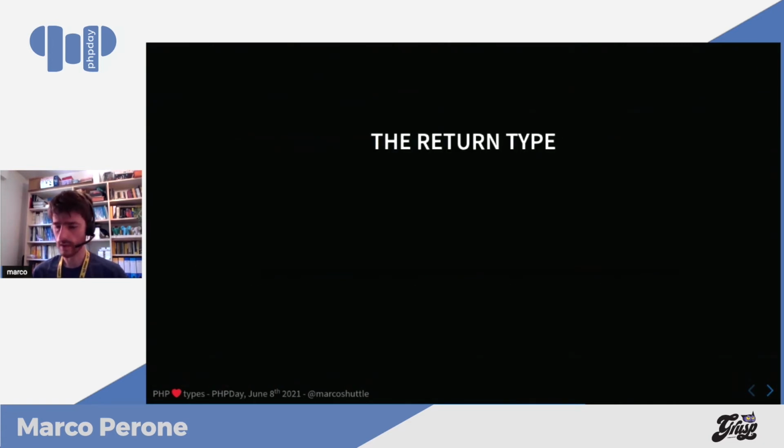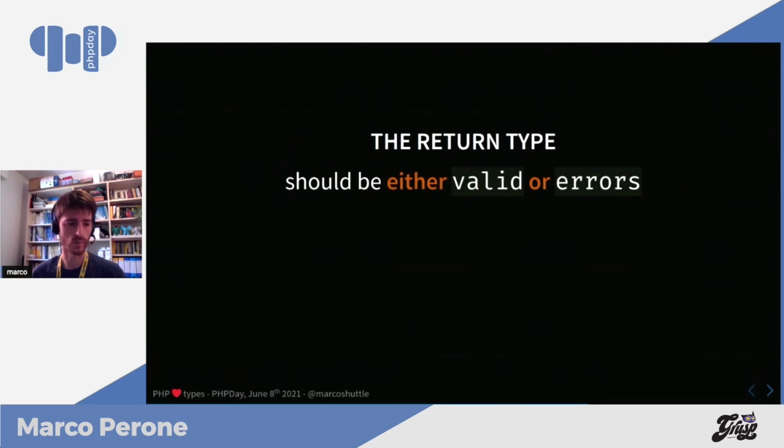So before going into the code, let's try to think which are the invariants we want to hold true for the return type of a validation procedure. The first thing we would like is that the results should be either valid or some errors. I mean that there should be these two possibilities, but we want to avoid the possibility that there is also a third one. So there should be only two and no more.